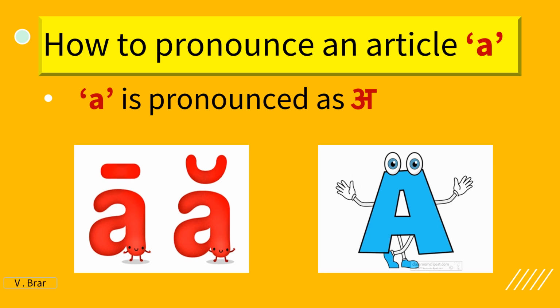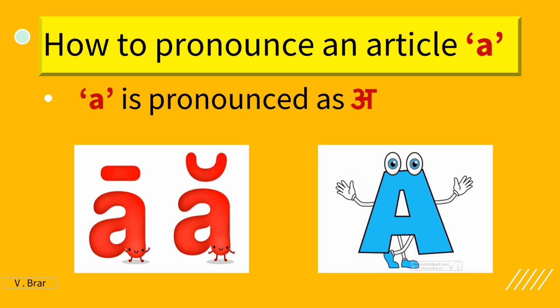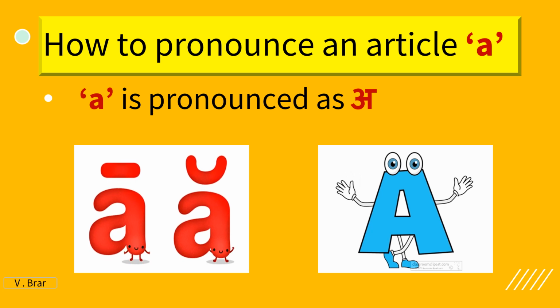This is a pen. We should not say "this is ay pen." Children, majority of the time, in fact you can say 97% of the time, A is pronounced as uh. If you listen to spoken English, you are going to hear it all the time. For example, a car, a house, a pen, a book.